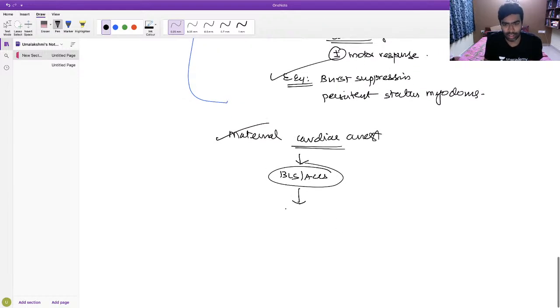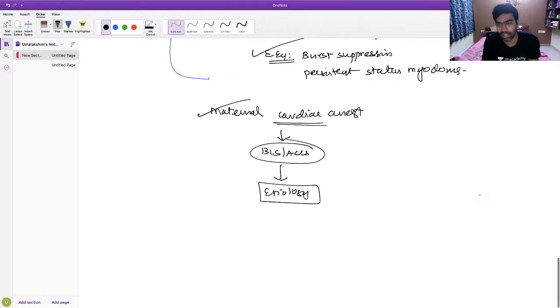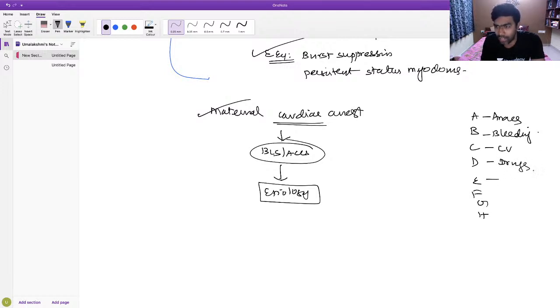Then the most important thing is to find out the etiology of cardiac arrest. They have given a mnemonic for that: A, B, C, D, E, F, G, H. A stands for anesthetic complications, B stands for bleeding like postpartum hemorrhage, and C stands for cardiovascular causes like probably pulmonary embolism. D stands for drugs. Sometimes magnesium toxicity can be there, especially when you are giving it for eclampsia. Hypermagnesemia can lead to respiratory and cardiac arrest.